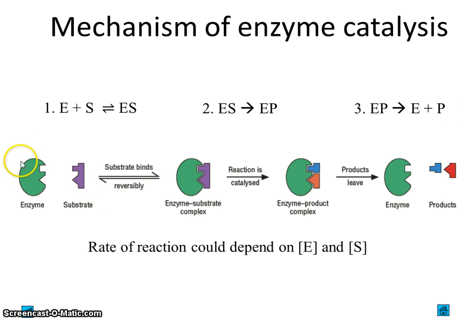Now clearly there are two substances involved in the reaction, two reactants, the enzyme and the substrate, and so the rate of reaction could in theory depend on either or both of those concentration terms. We'll have a look in the next section of the video in terms of what the pattern is for the way in which rate of reaction depends on those concentration terms.